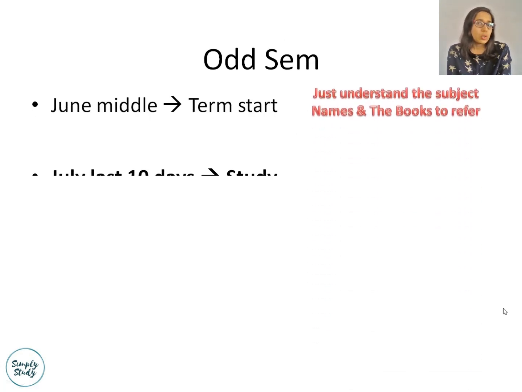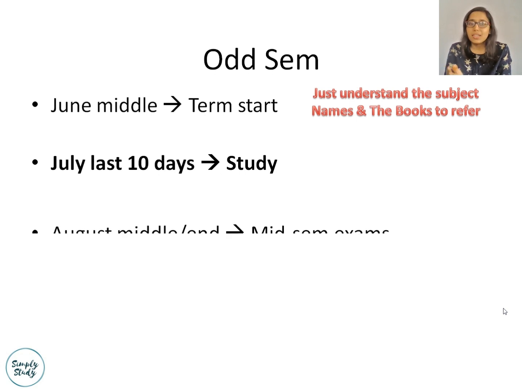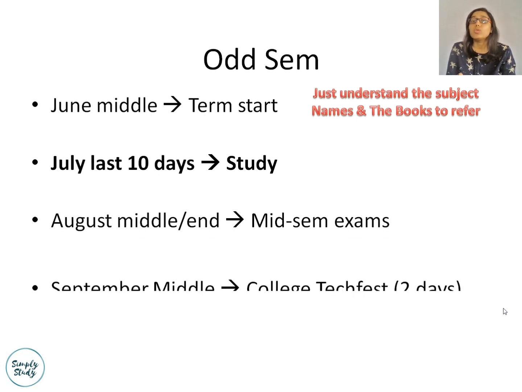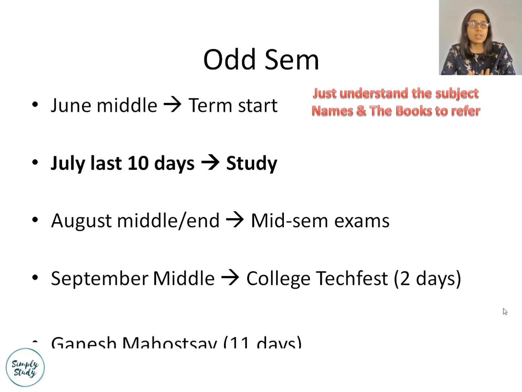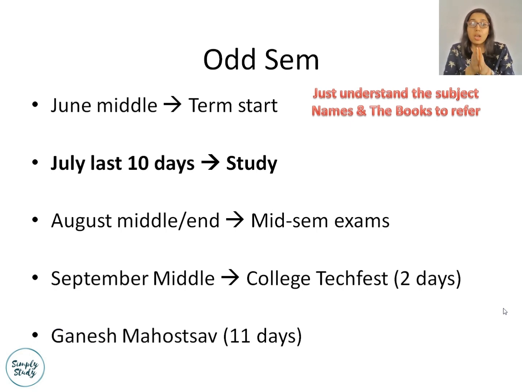From middle of June, when the term starts, you just need to understand the subject names and the books to refer. In July, the last 10 days are for studying, because you have your midterms in mid or end of August. In September, again you have the college tech fest, so you can simply enjoy the tech fest.